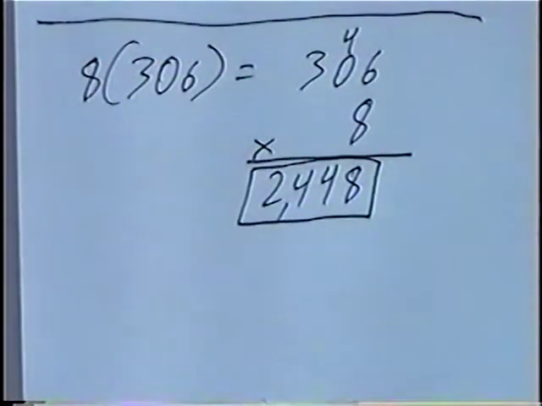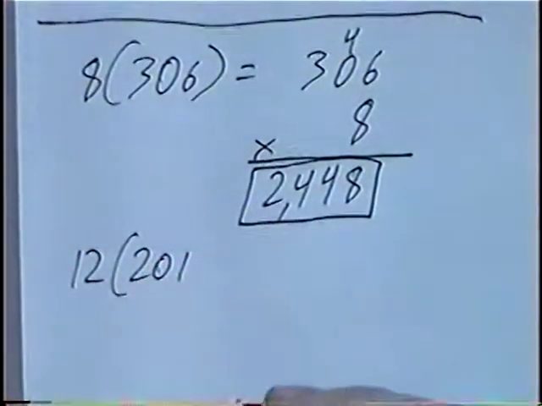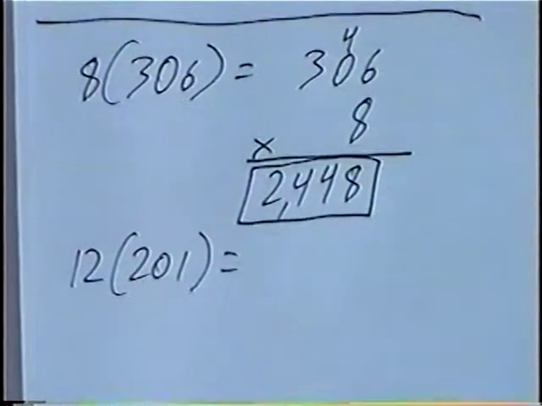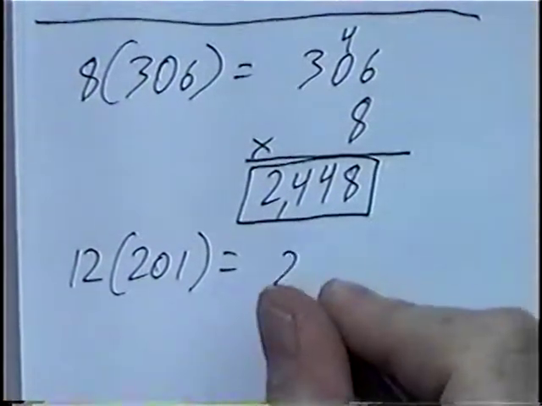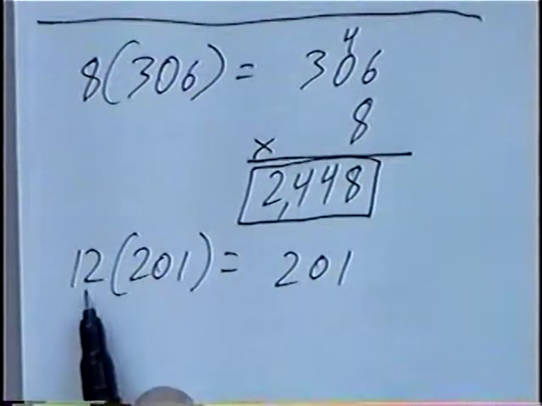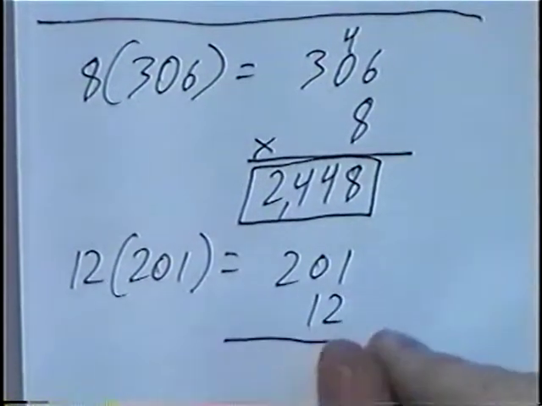Second problem, and last problem for this question. 12 times 201. Again, multiplying larger numbers, the number with the most digits, it's easier to put that one first, 201. And the shorter number, 12, with 2 digits, we can put underneath.